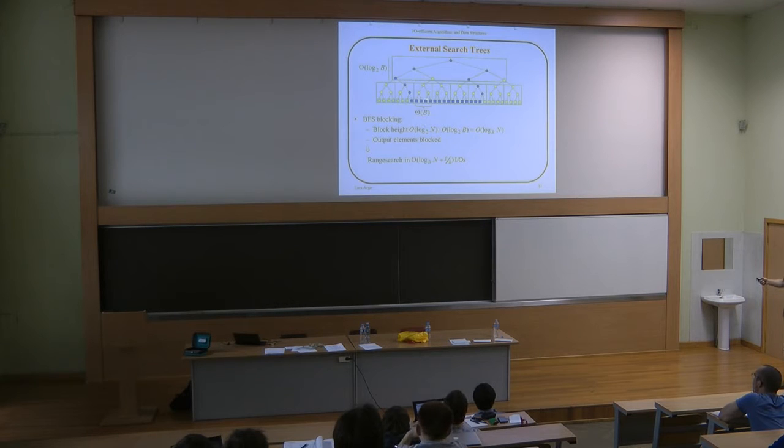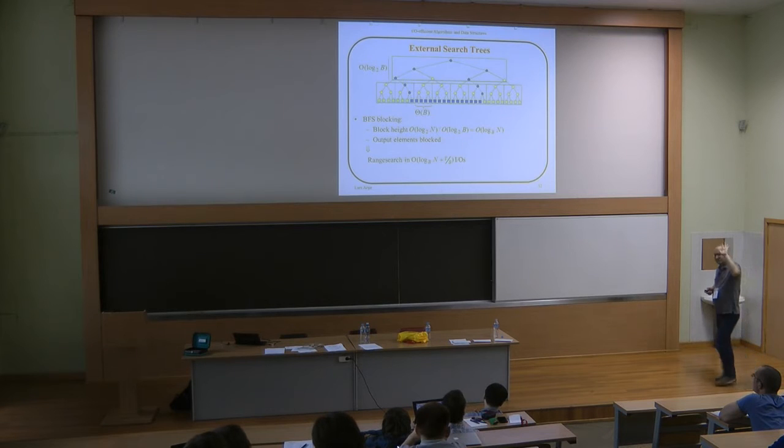Similarly, when I go along the leaves here to do a range search, I'm also on average going to get B elements every time I do an IO, because there's on the order of B elements in a leaf. Okay? So that makes sense?